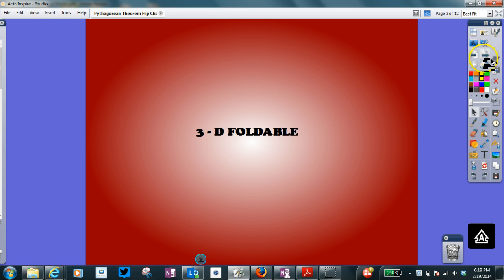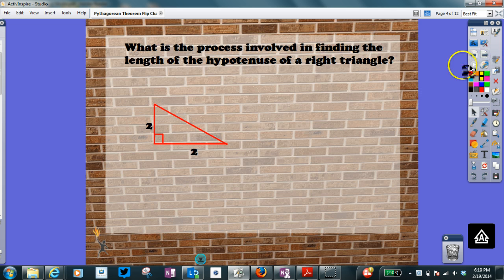And then we're going to create a 3D foldable. I'll give you instructions on that to give you a visual.